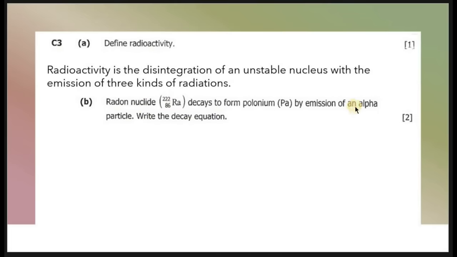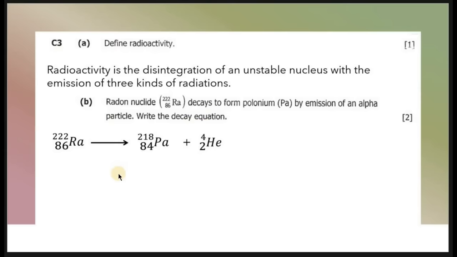So what is an alpha particle? It is just a helium particle with mass number 4 and atomic number 2. Meaning the mass number here decreases by 4, and the atomic number decreases by 2, in order to form polonium. So 222 minus 4, you remain with 218, then 86 minus 2, you remain with 84. Then plus the alpha particle, which is helium. Make sure this plus this gives you that. So this is an alpha particle.